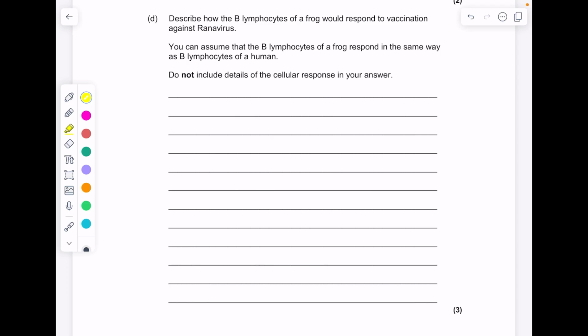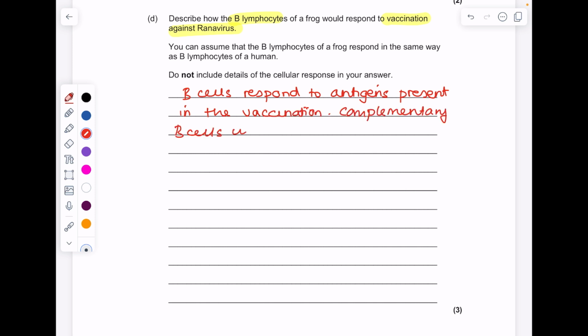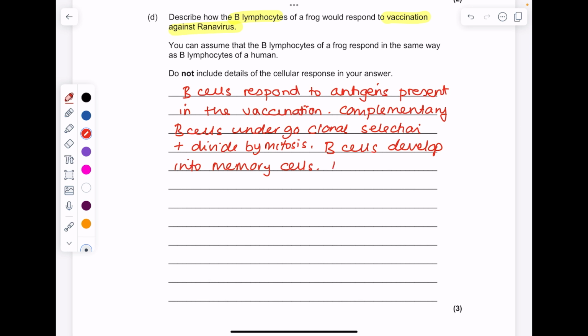Describe how the B lymphocytes of a frog would respond to vaccination against ranavirus. You can assume that B cells of a frog respond in the same way as B cells of a human. Do not include details of the cellular response in your answer. So start by talking about the fact that the B cells respond to the antigens present in the vaccination. Complementary B cells undergo clonal selection and divide by mitosis, and then we need to say B cells develop into memory cells, whilst other B cells, plasma cells, secrete antibodies against the virus.